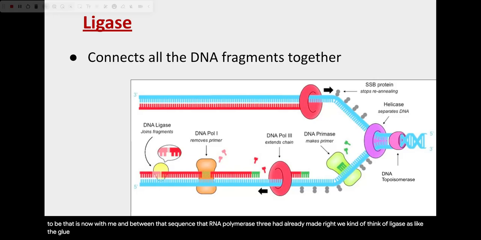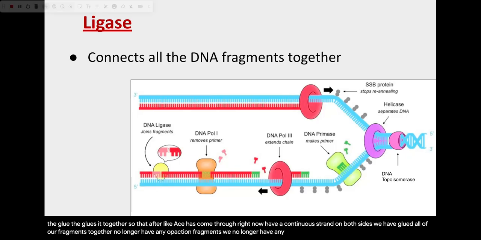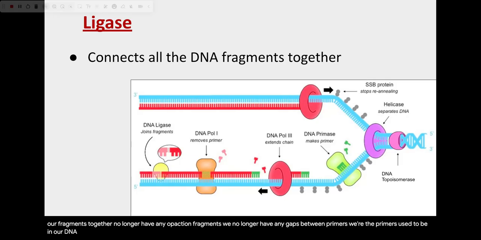It glues it together. So that after ligase has come through, we now have a continuous strand on both sides. We have glued all of our fragments together. We no longer have any Okazaki fragments. We no longer have any gaps between primers where the primers used to be in our DNA sequence. Everything is glued together.